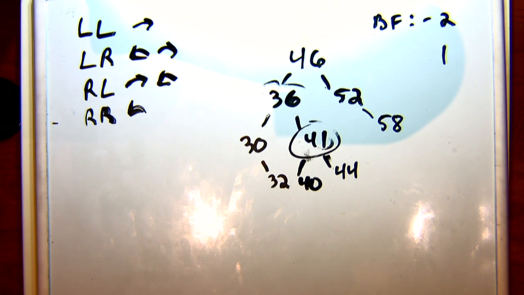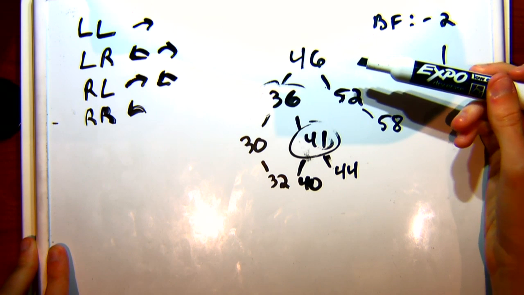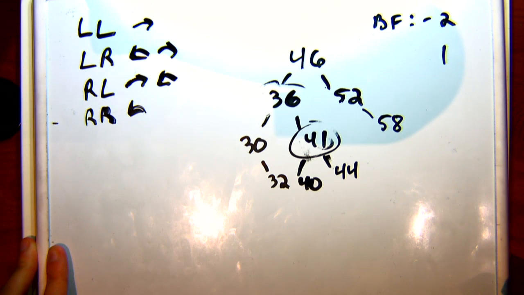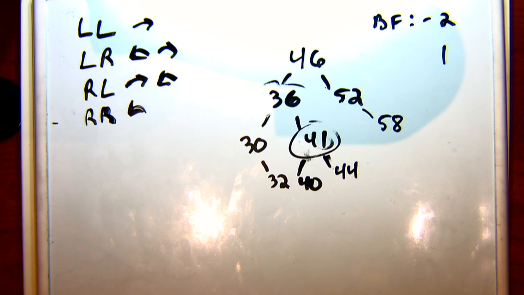And we'll see that we have no more imbalance. Now, some of you might have been concerned about the 46 during all of this, because it also had an imbalance. And that will always be true. When you have an imbalance that's further down in the tree, you'll always also have imbalances further up in the tree, which is why we search up from the root or the leaf node that we inserted.